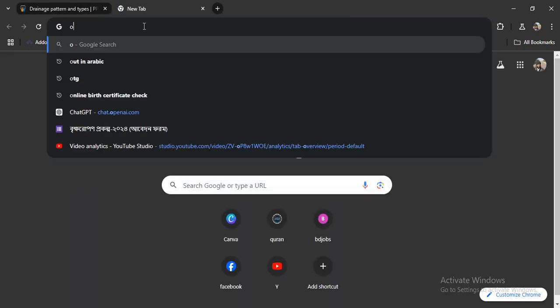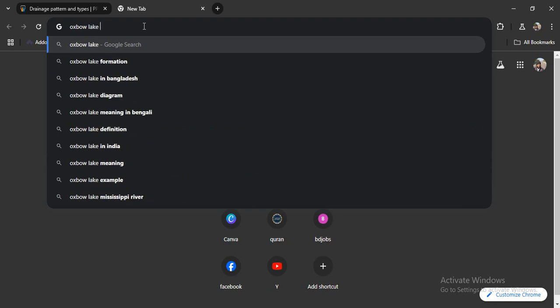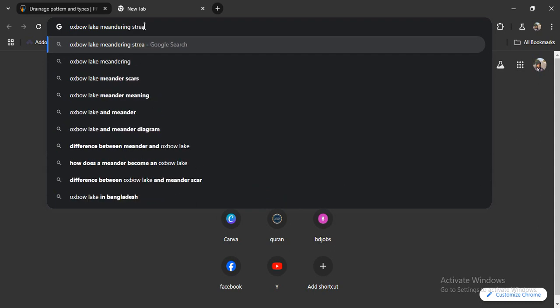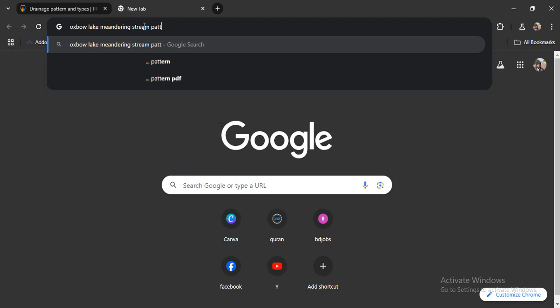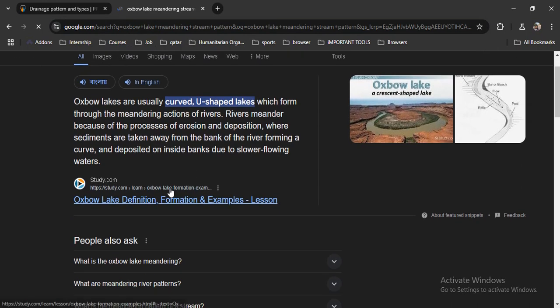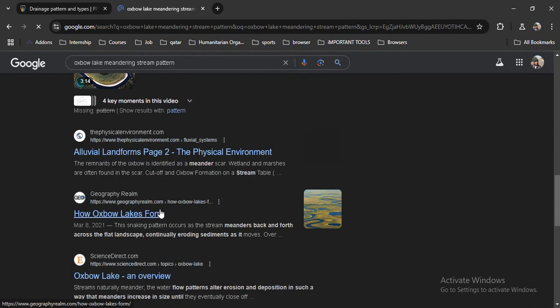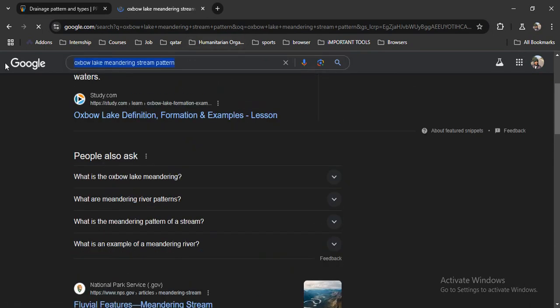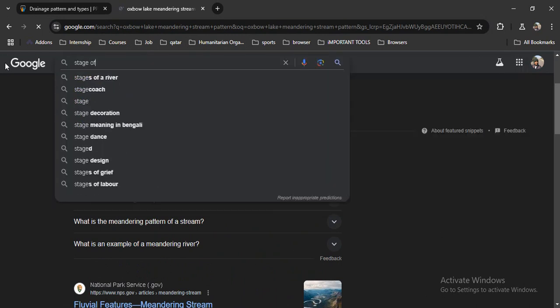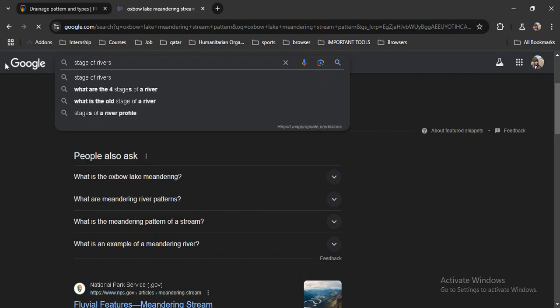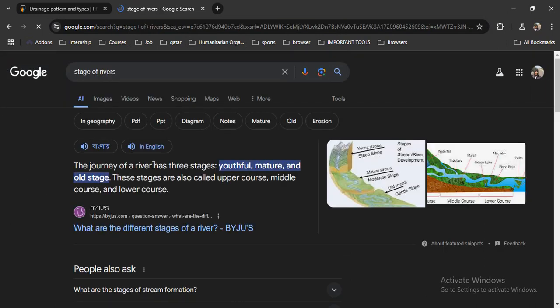I need something like oxbow lake, then what? Oxbow lake and meandering stream pattern. Okay, let's see if we can find meandering stream. Okay, I can read the stage of the river. Stage of rivers. Okay.